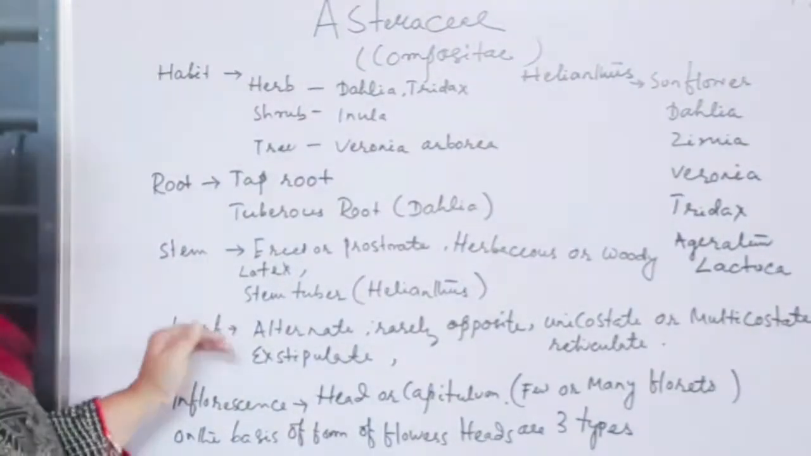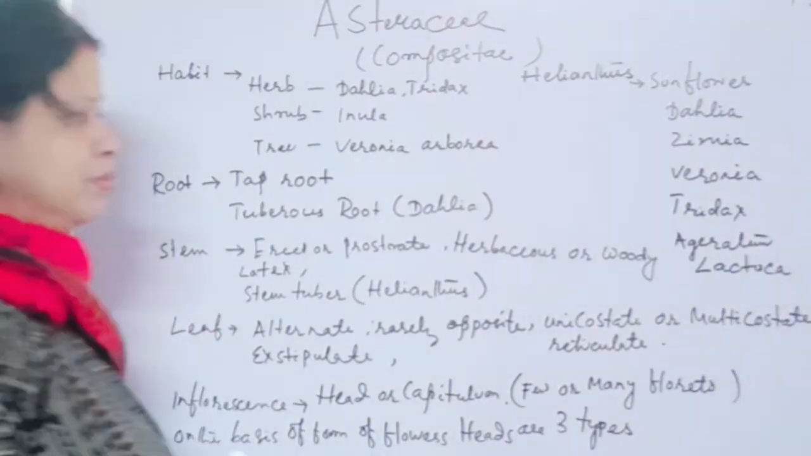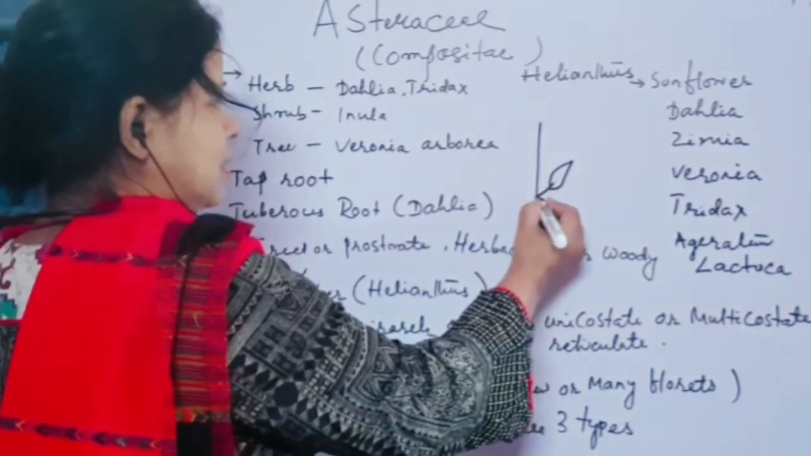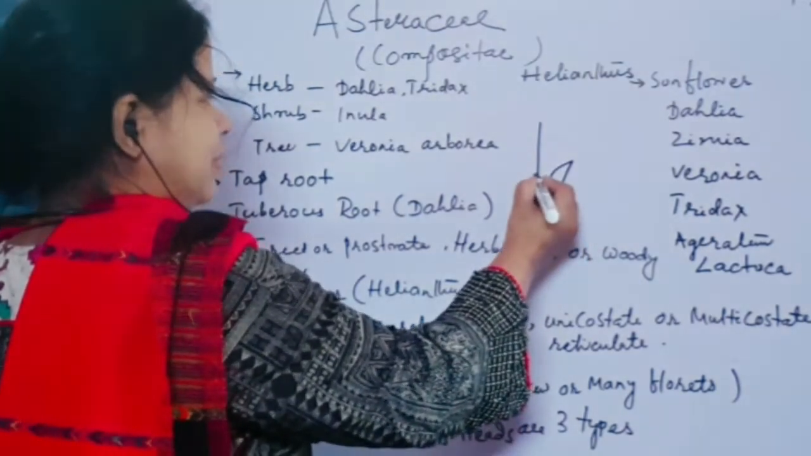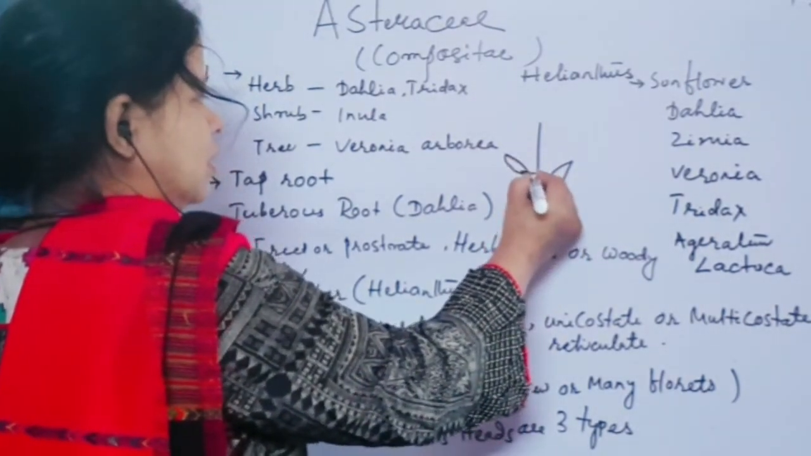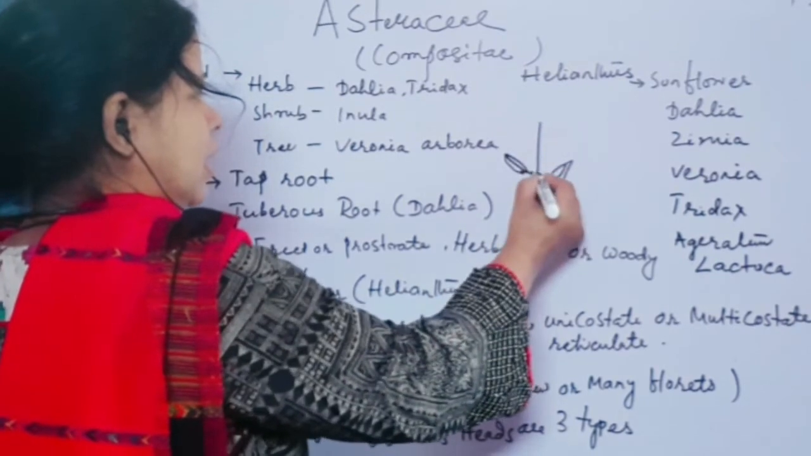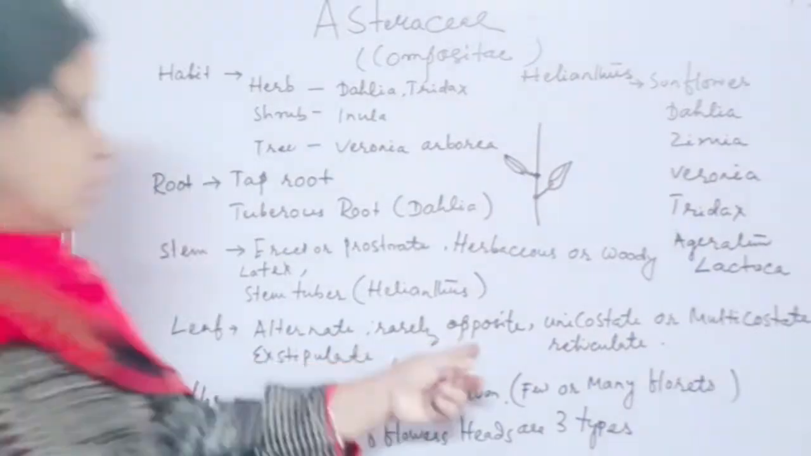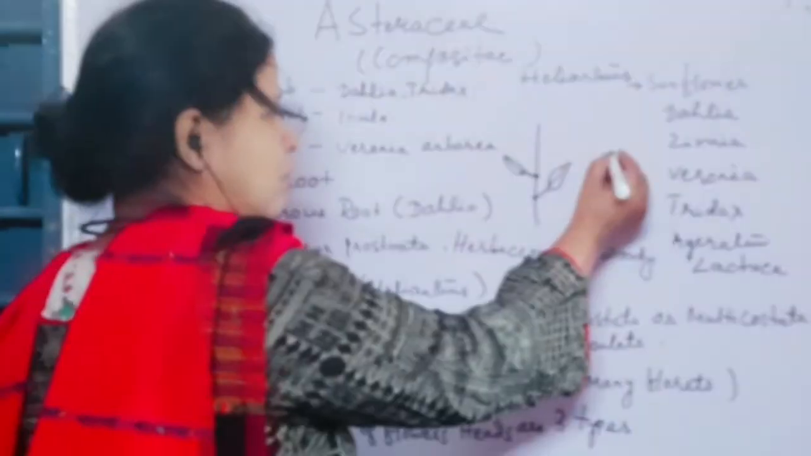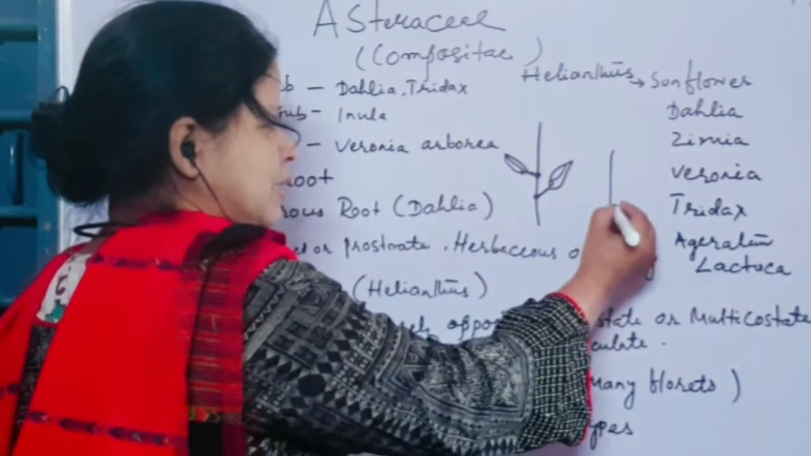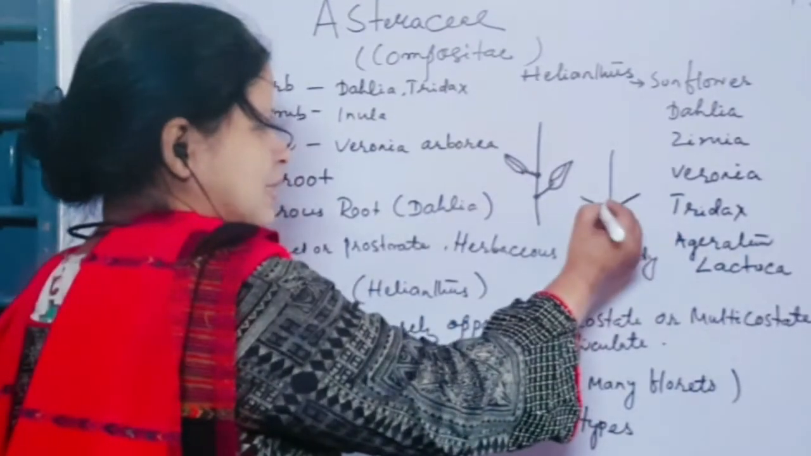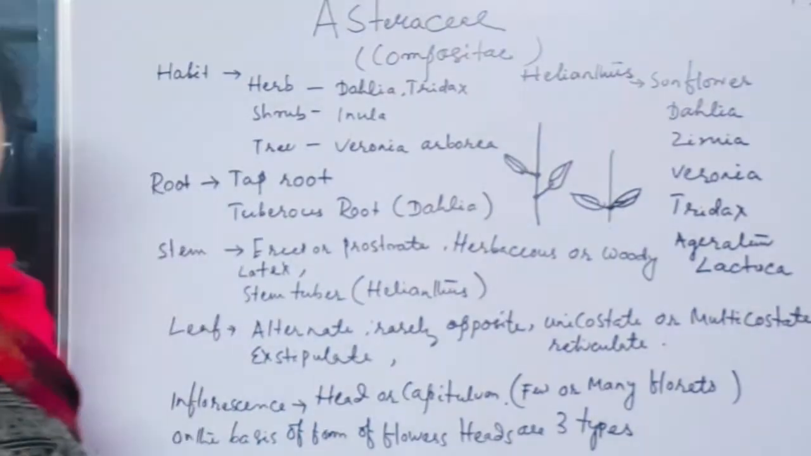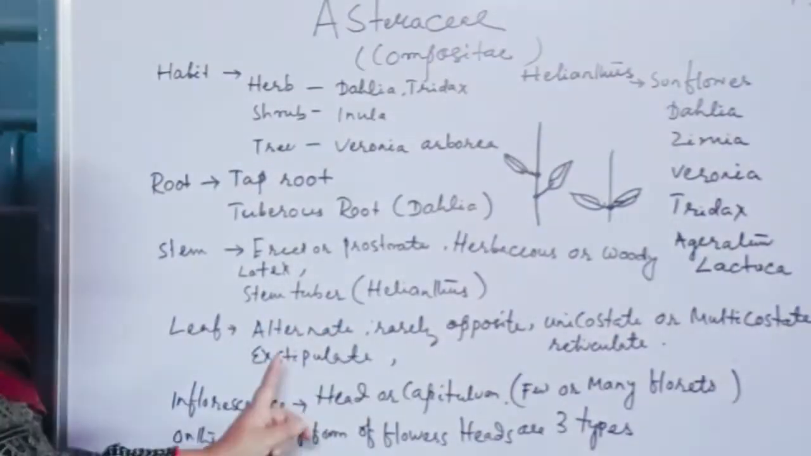And leaf, they are alternate. Alternate means if one leaf arises at this node, the other leaf arises at the other side, at a different node. And rarely they are opposite. Very rarely opposite. Opposite means from a single node, two leaves arise oppositely. That is called opposite position or arrangement.